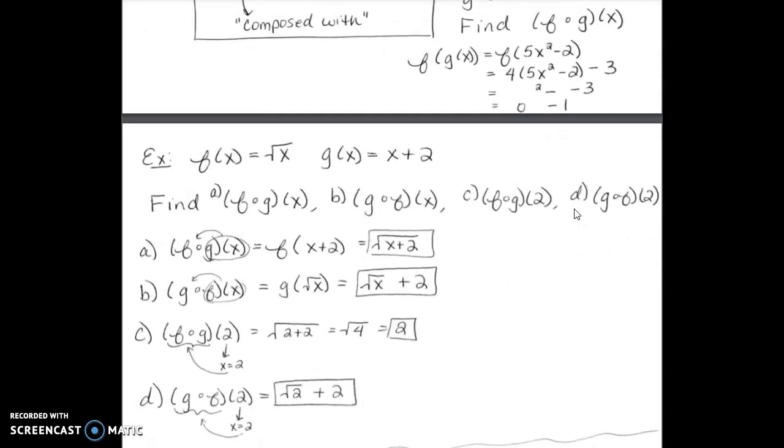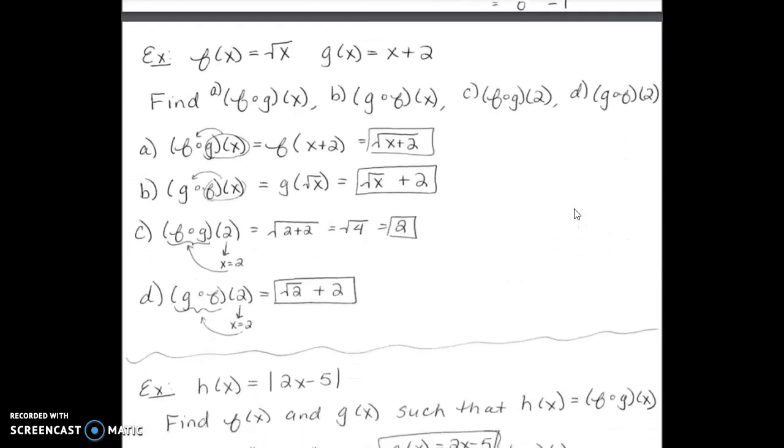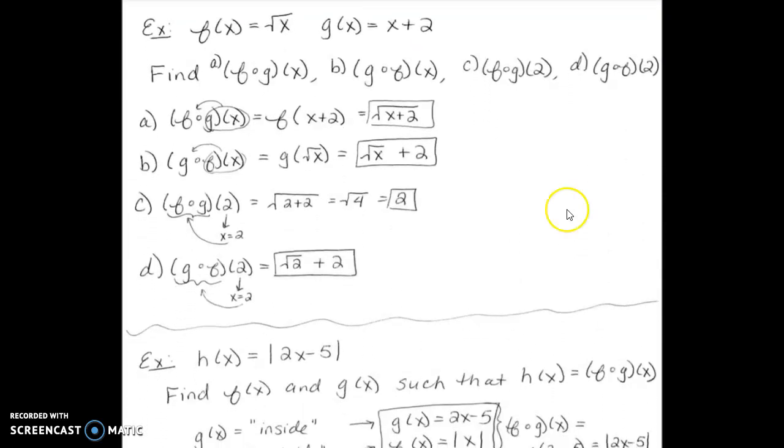All right, so let's look at this next one here where all of it looks like it's written correctly. F of x equals the square root of x. G of x equals x plus 2. Here we're going to find f composed with g of x, g composed with f of x, f composed with g of 2, and g composed with f of 2.